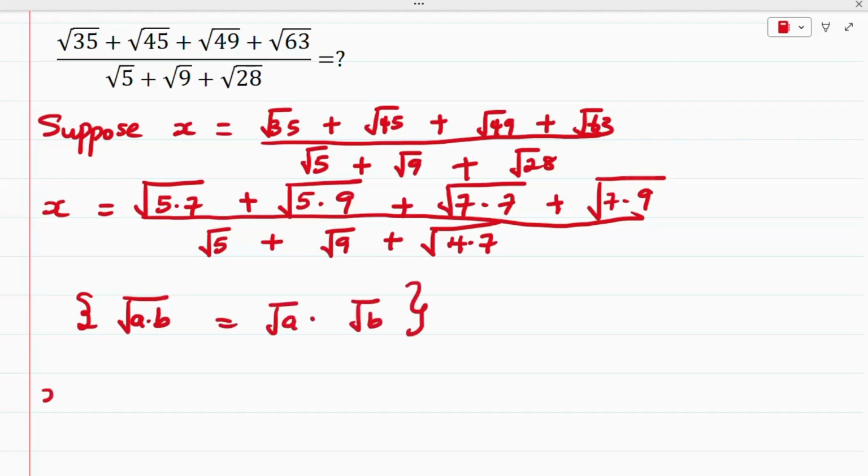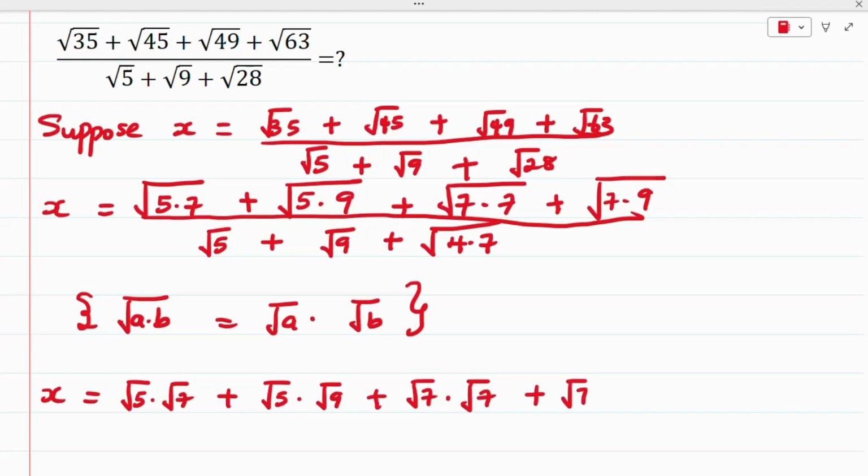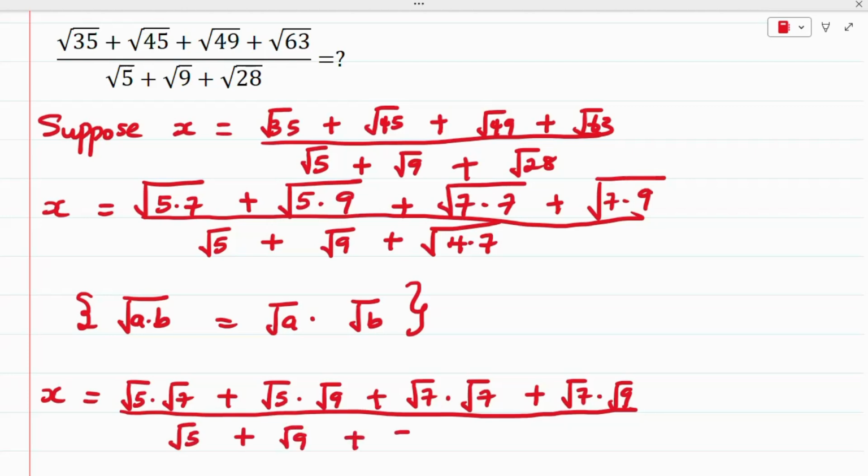So applying this, we have that x is equal to the square root of 5 multiplied by the square root of 7 plus the square root of 5 multiplied by the square root of 9 plus the square root of 7 multiplied by the square root of 7 plus the square root of 7 multiplied by the square root of 9, divided by. Then for the denominator we have the square root of 5 plus the square root of 9 plus the square root of 4 multiplied by the square root of 7.